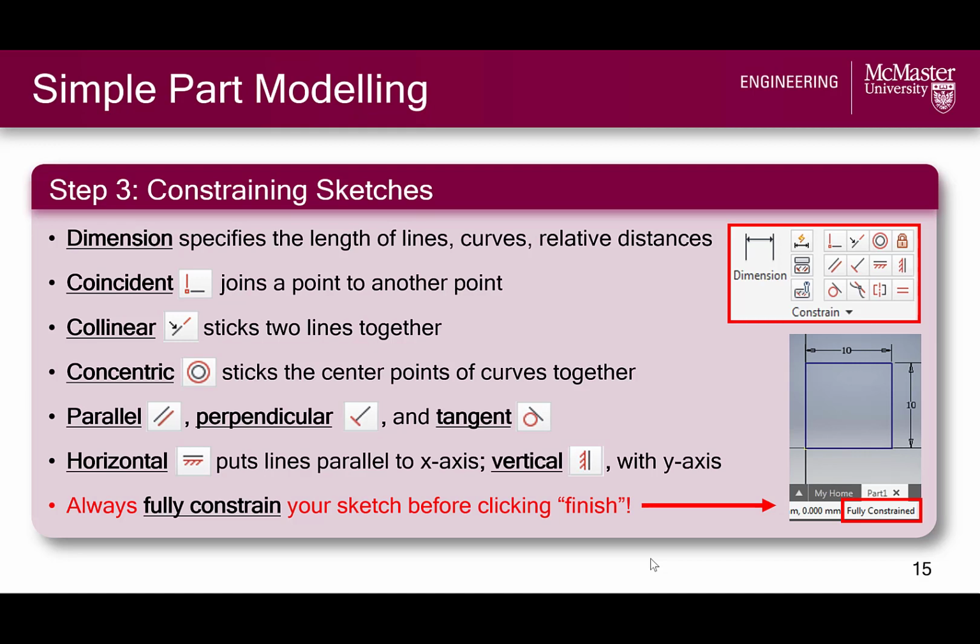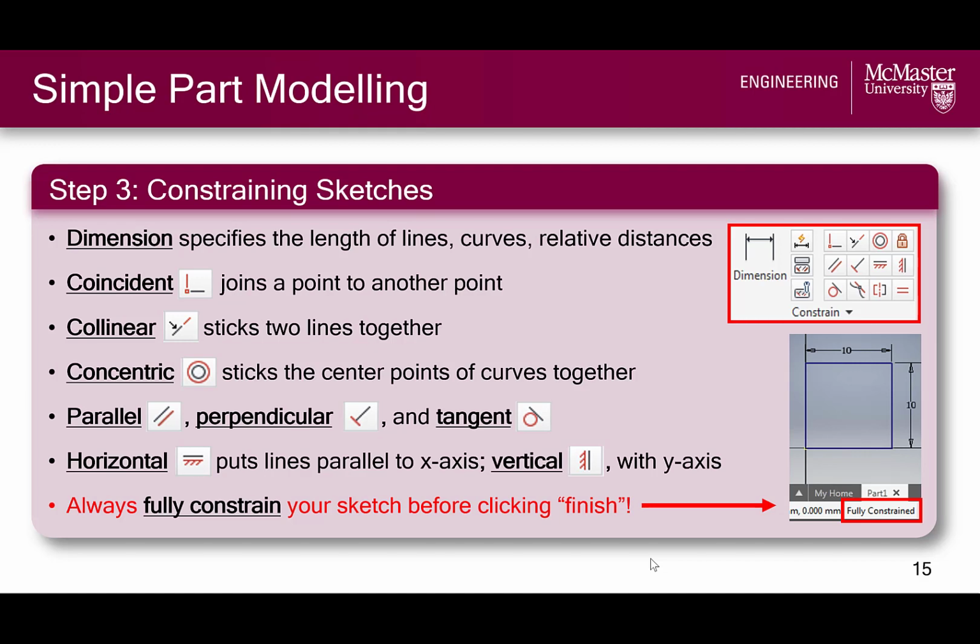The first is the dimension constraint, which allows us to specify the length of lines, curves, and relative distances between elements. And the second category is geometric constraints, which are applied to associate 2D geometric objects together or to specify a fixed location or angle. The remaining constraints listed here, coincident, collinear, concentric, parallel, perpendicular, tangent, horizontal, and vertical, are some of the types of geometric constraints in Inventor. These are applied by selecting the desired constraint tool indicated by the symbols in the constraint panel, and then selecting the sketch elements that you want the constraint applied to. Once these constraints are applied, only changes in geometry that do not violate the constraints are permitted.